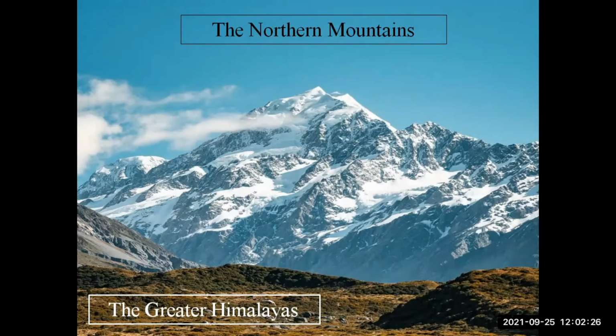The chain of mountains stretches for about 2,400 kilometers from Kashmir in the west to Arunachal Pradesh in the east.